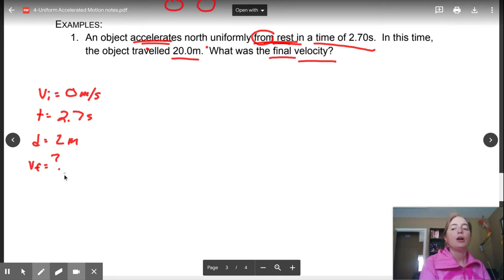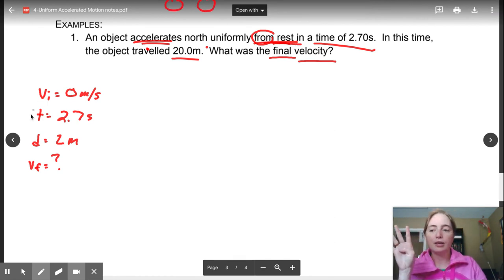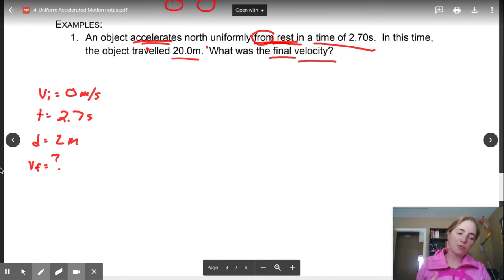Ladies and gentlemen, you notice you now have 4 variables here: Vi, t, d, and Vf. Remember, with an acceleration equation, each equation is going to have 4 out of the 5 variables.